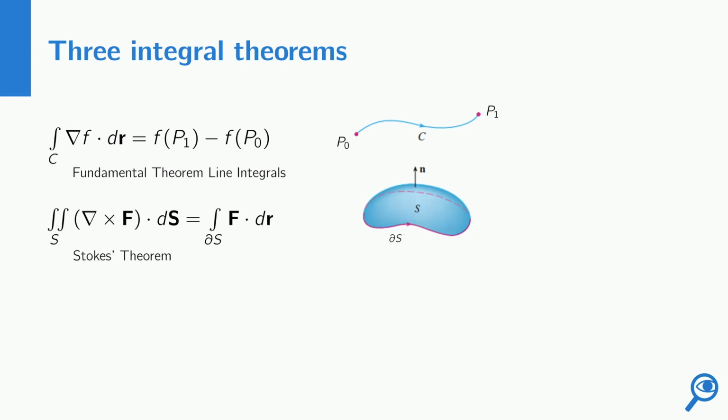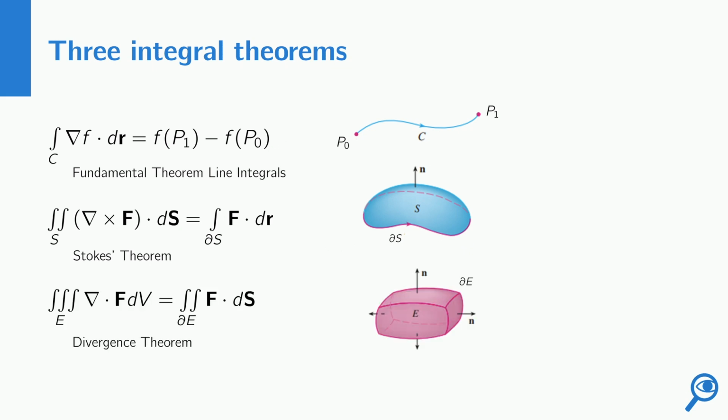Secondly, we have Stokes' theorem, which says the following. If S is an oriented surface in 3-space with boundary curve ∂S, then the integral of the curl of a vector field F over S is equal to the integral of F over ∂S, where the orientation of ∂S matches the one of S in the sense of the right-hand rule.